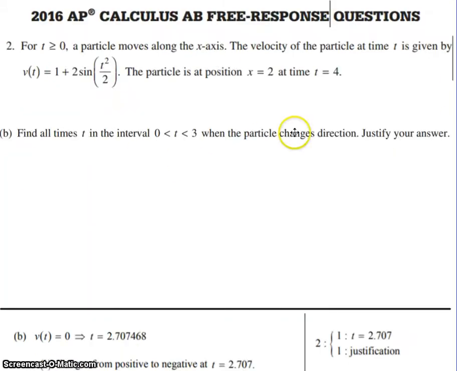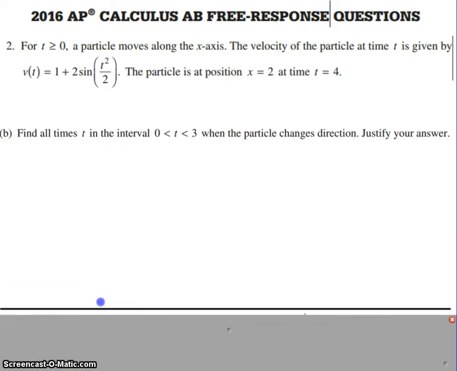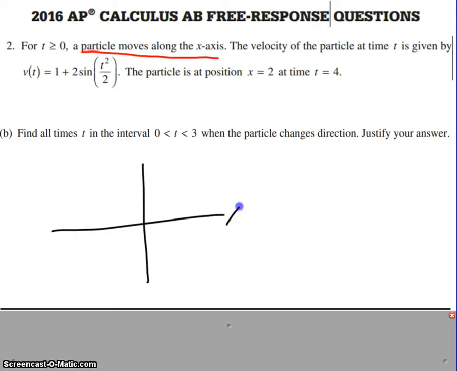Okay, B. Find all times t in the interval from 0 to 3 when the particle changes direction. Justify your answer. So when the particle changes direction, if it's moving along the x-axis, think about your x-axis. It's going right, left, right, left. It's going back and forth, right? So at the time when it changes direction, it's a maximum or minimum. So when the particle changes direction, that is when v of t equals 0.